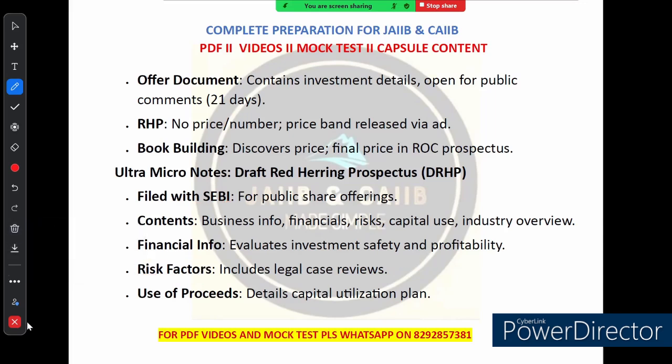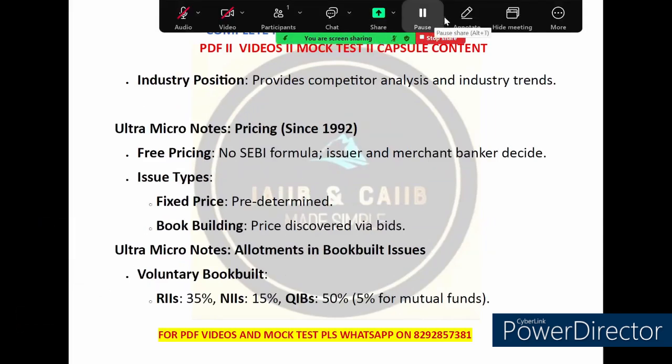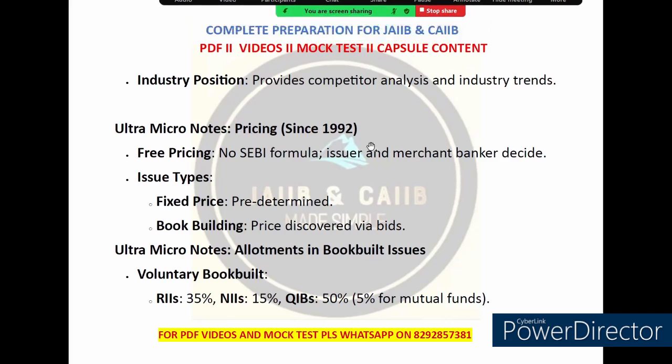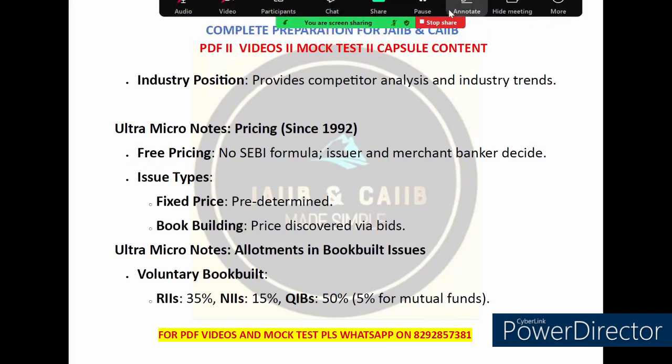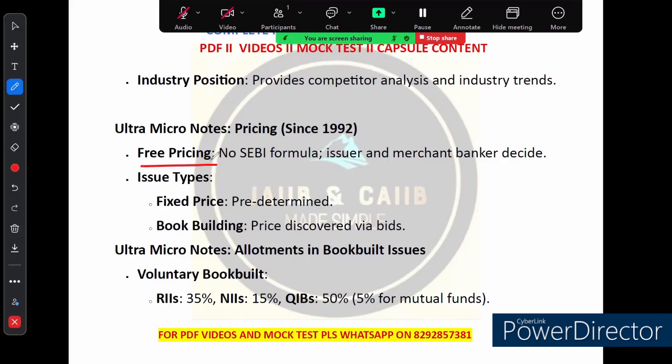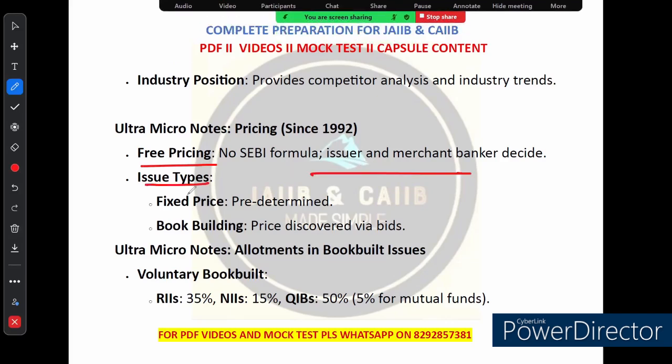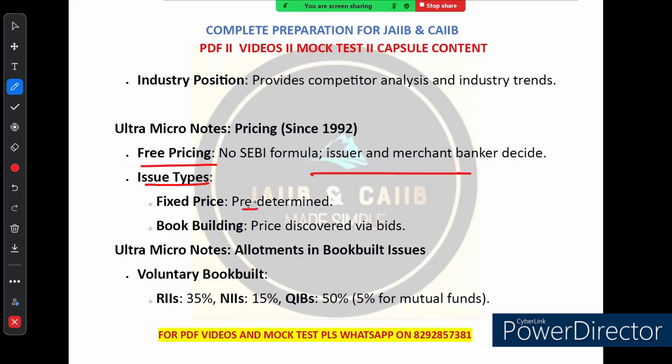What about the IPO pricing? Let's move to the next slide. See, IPO pricing since 1992: the key criterion is free pricing. What does it mean? It means that companies and merchant bankers set the price, SEBI doesn't control it, right? Issue types. The first is called fixed price. The price is set beforehand. The second is called book building. It means the price is discovered through bids.